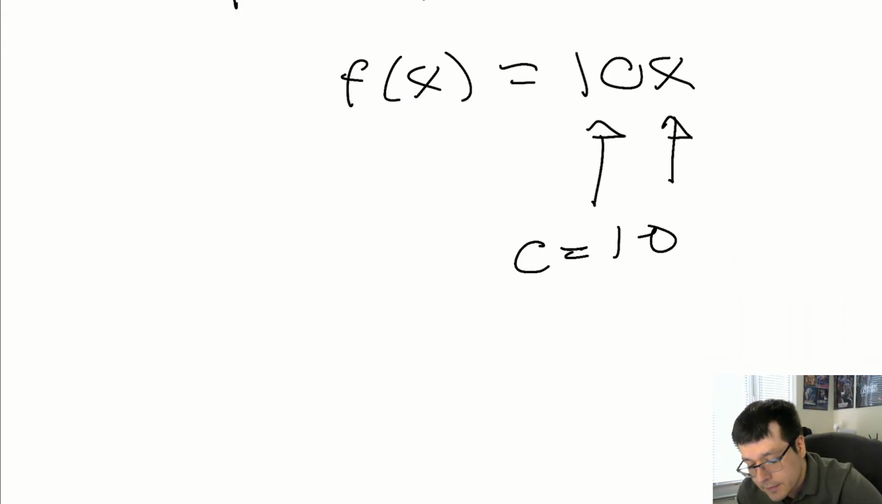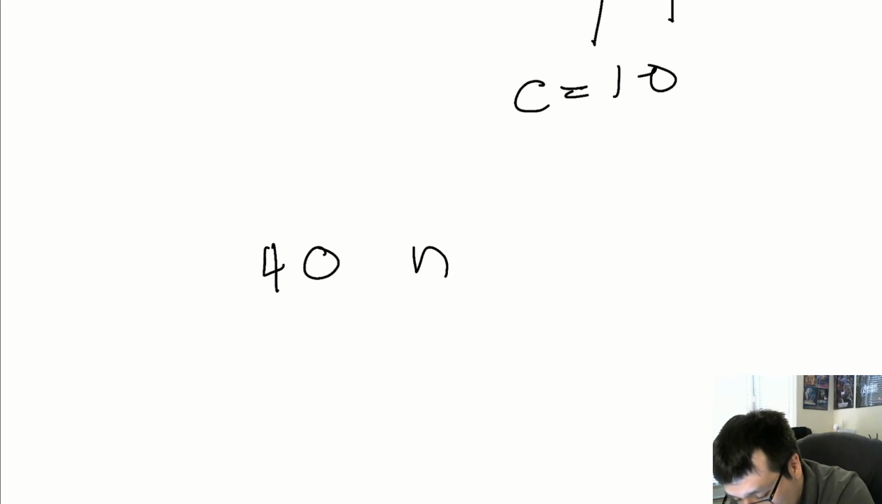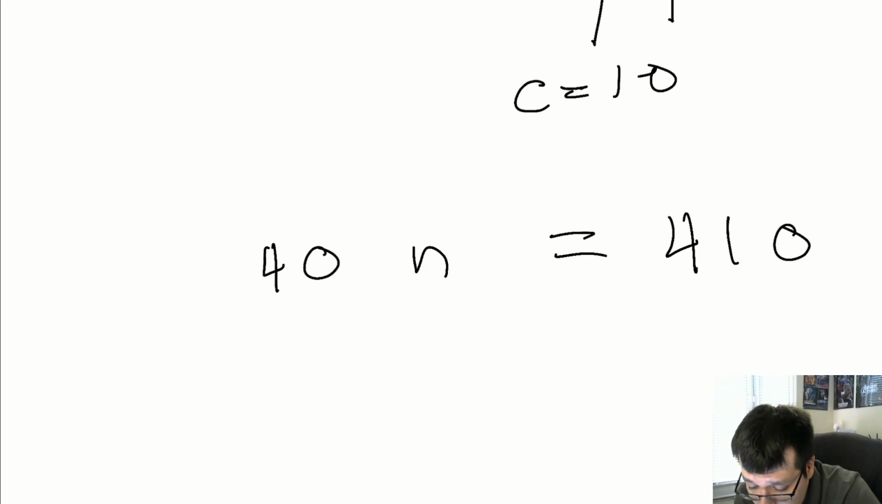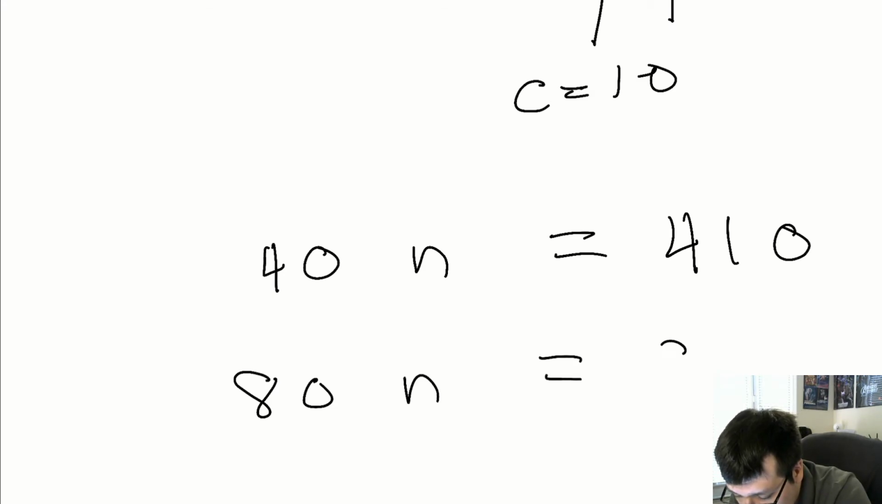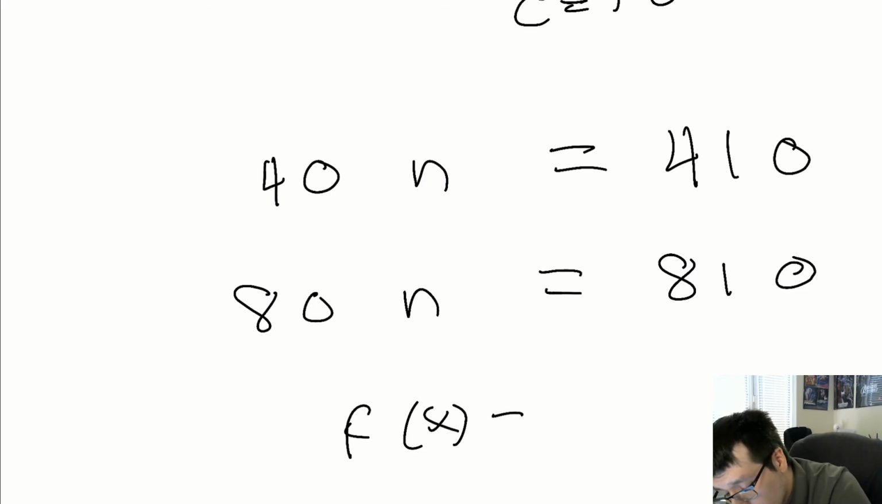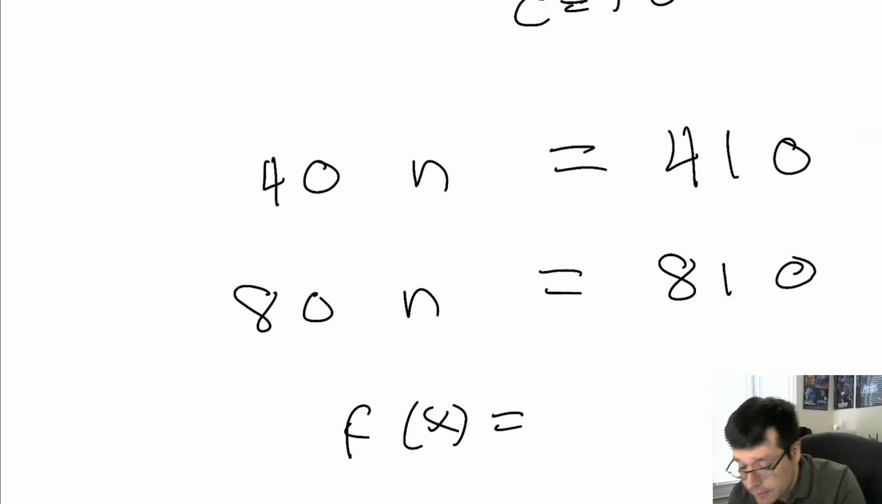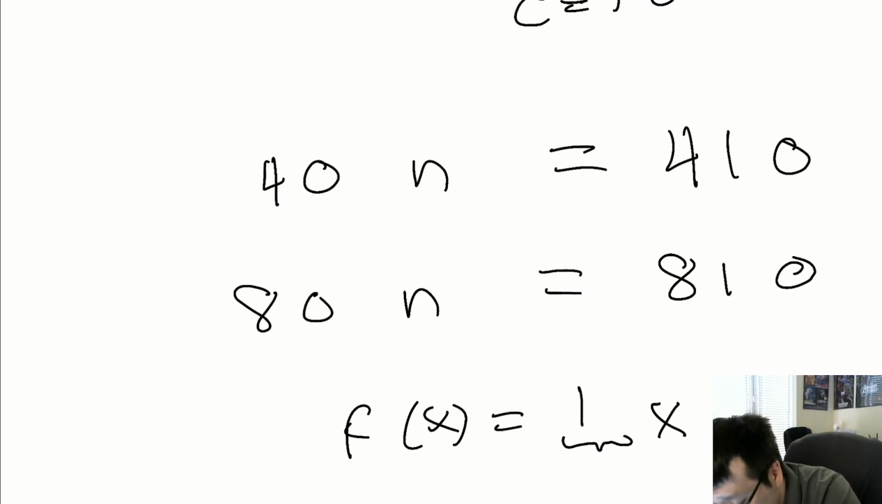One more example of that. I'm thinking these up on the fly, so give me a chance here. 40n is equal to 410. 80n is equal to, yeah, that one, okay? So in this scenario, what am I going to put there for f of x? What is this one going to be? So it's going to be something here, x, right? 10x plus 10, very good.